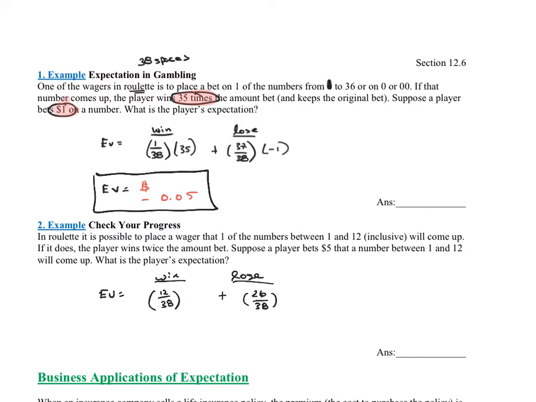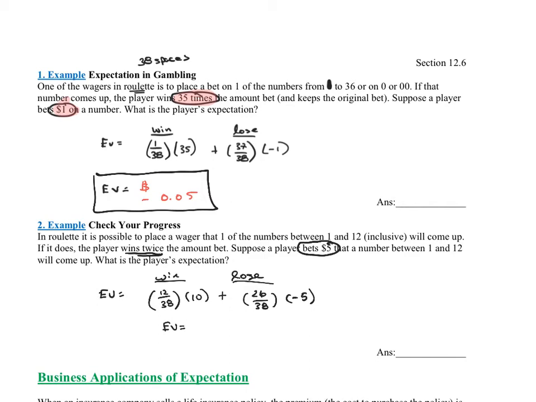If I win, let's see what it is. I'm betting $5 and I win twice as much. So if I'm betting $5 and I win twice as much, that would mean I would win $10. And if I'm betting $5 and I lose, then I lose that $5. Again, the 10 is positive because it's a win. The 5 is negative because it's a loss. Go ahead and put that into your calculator and see what you get.